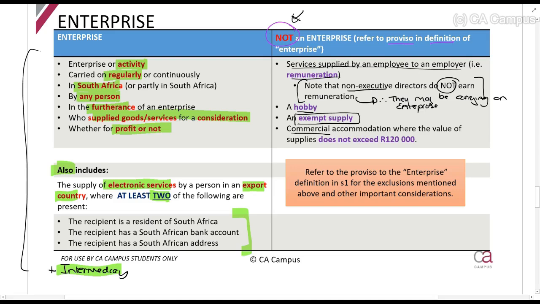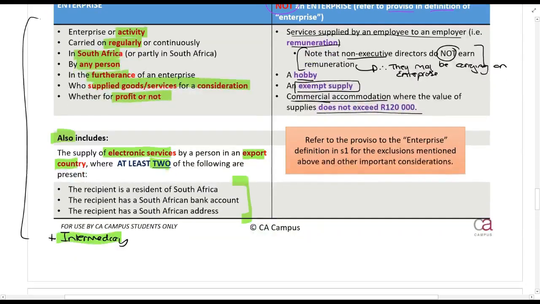And then commercial accommodation. Now commercial accommodation you'll see is not an exempt supply, there is VAT on it. So commercial accommodation is, for example, if you go to a hotel, or if you are a company, you own a building and you rent it out to other companies to use as offices or warehouse. If you have commercial accommodation and it does not exceed 120,000 rands a year, so you make less than 120,000 rands a year from it, then it is not considered an enterprise either. Not something that you see at all very often, just be aware of it.